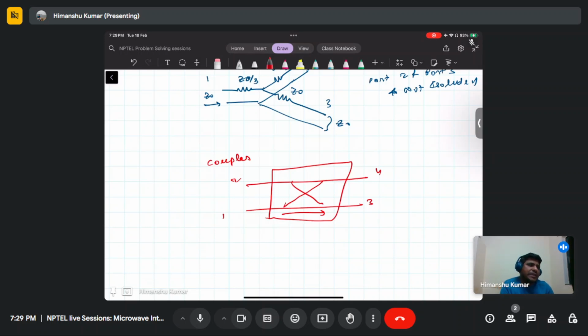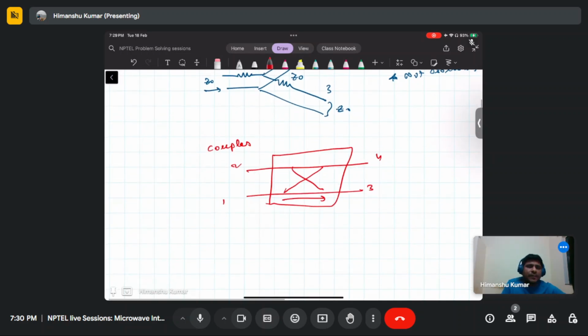A fraction of power will be transmitted to port four, and two will be isolated. So from one to two, very little transmission will take place. Similarly, from three to two, some fraction of power will be there, and three to four will be isolated. These kinds of devices are used to couple power, or to measure power in a transmission line in real time.